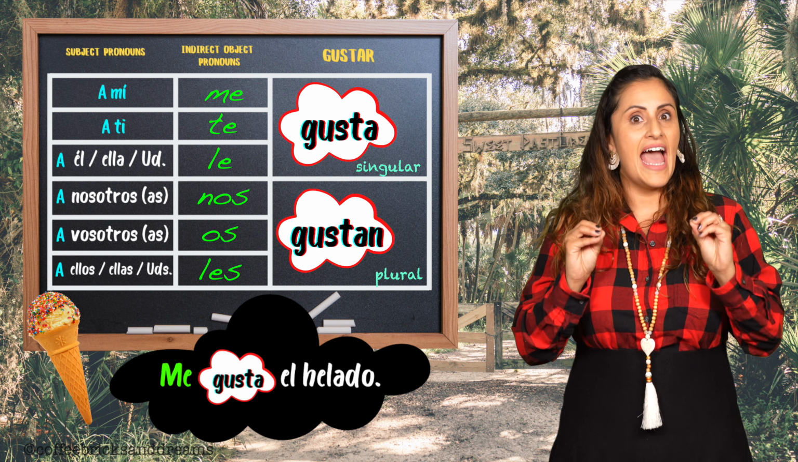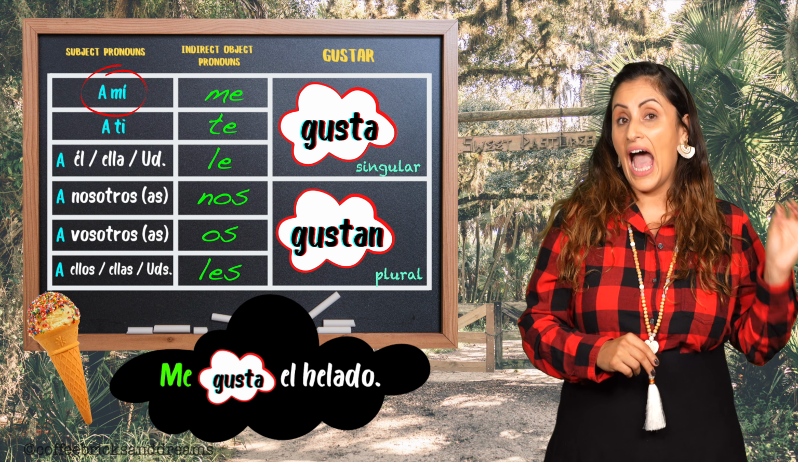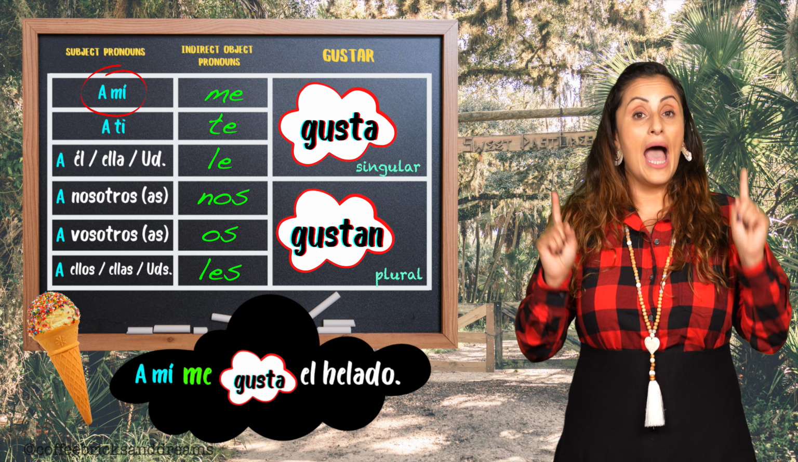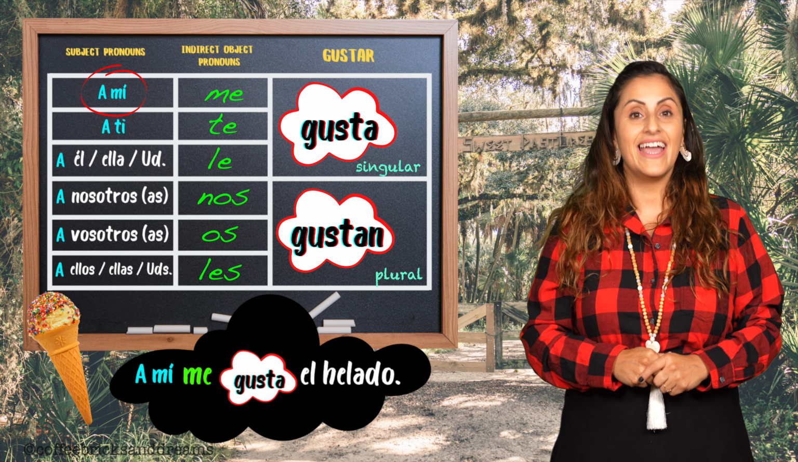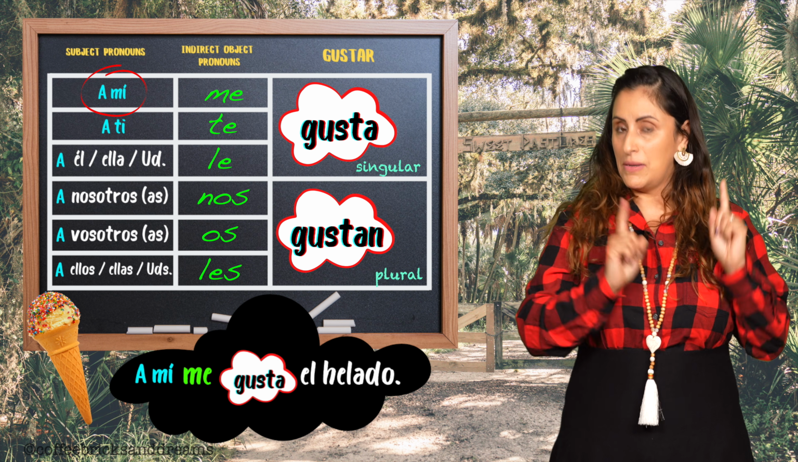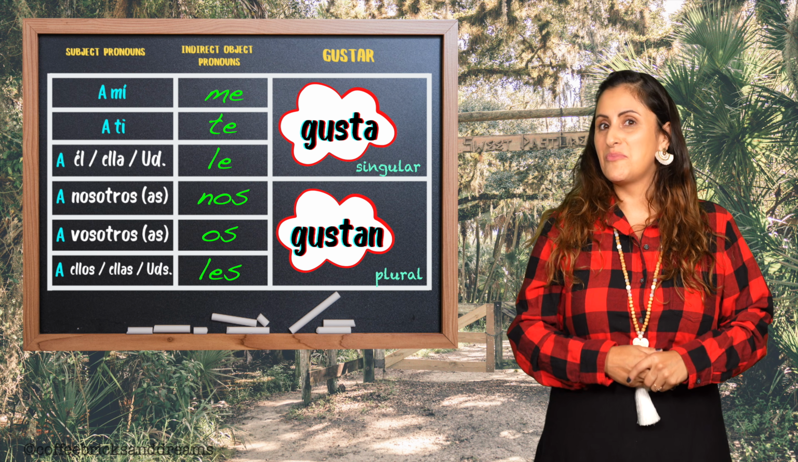Now, if we want to add emphasis, all we're going to do is add "a mí": "A mí me gusta el helado." And that's all we do. We added that prepositional phrase at the beginning to add emphasis. Let's look at one more example.